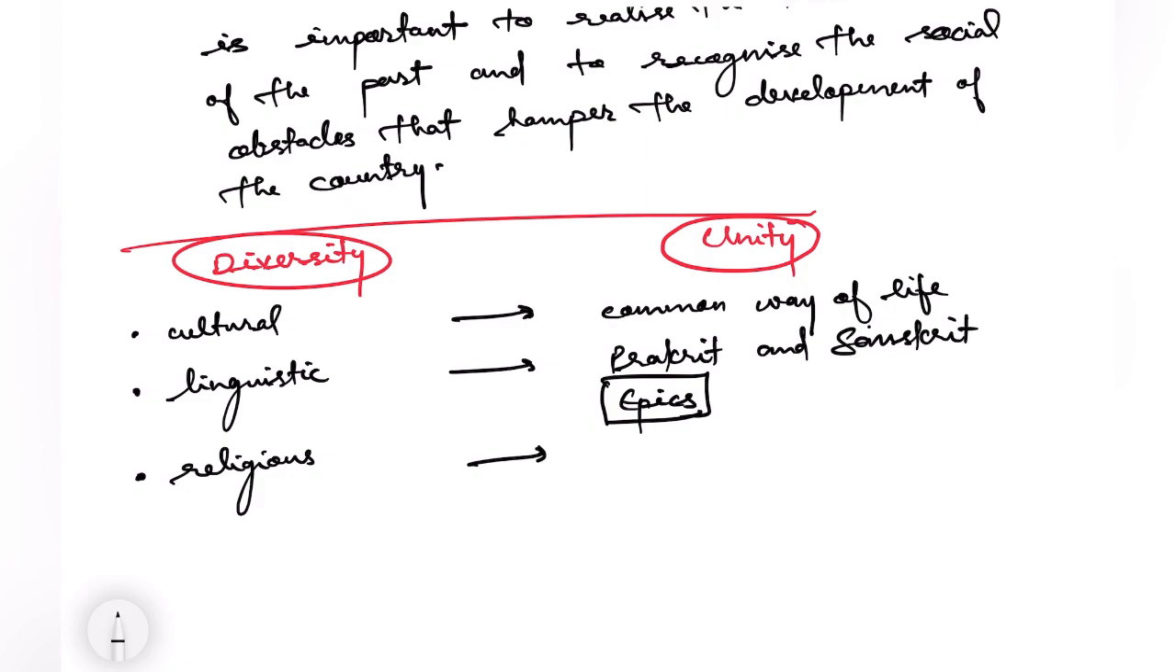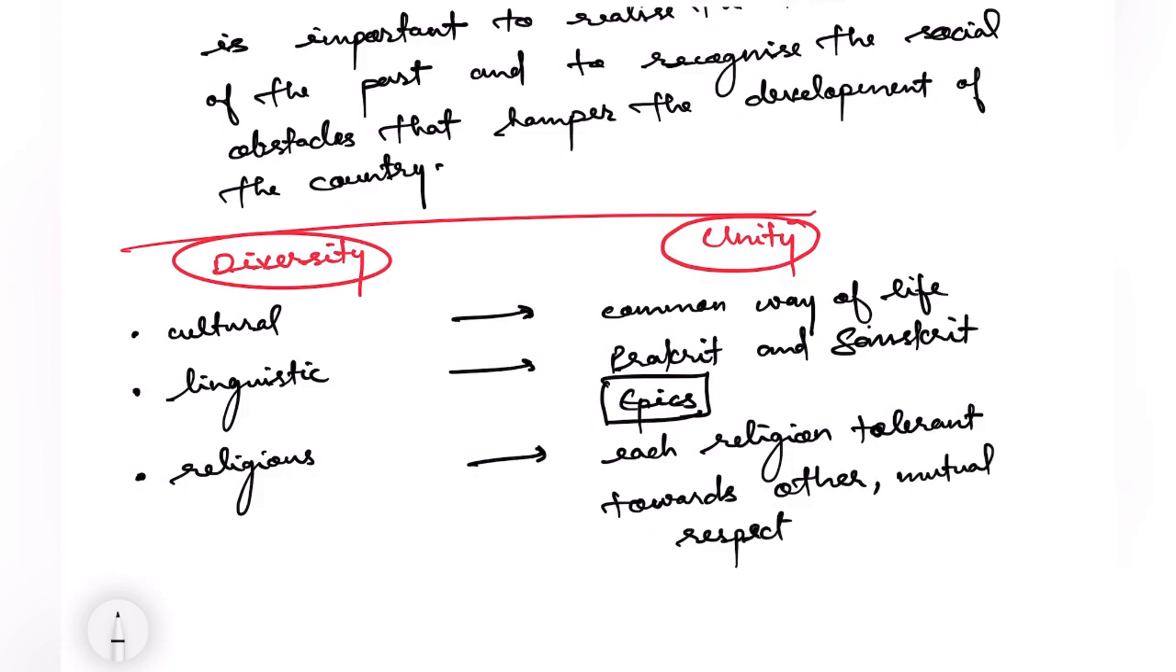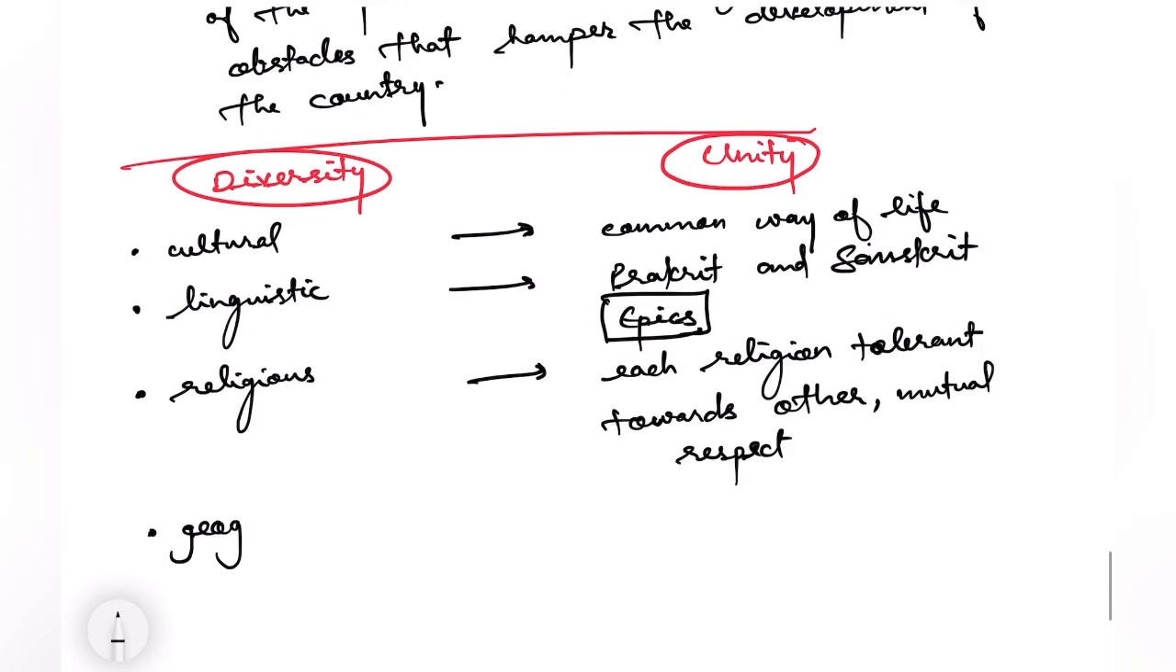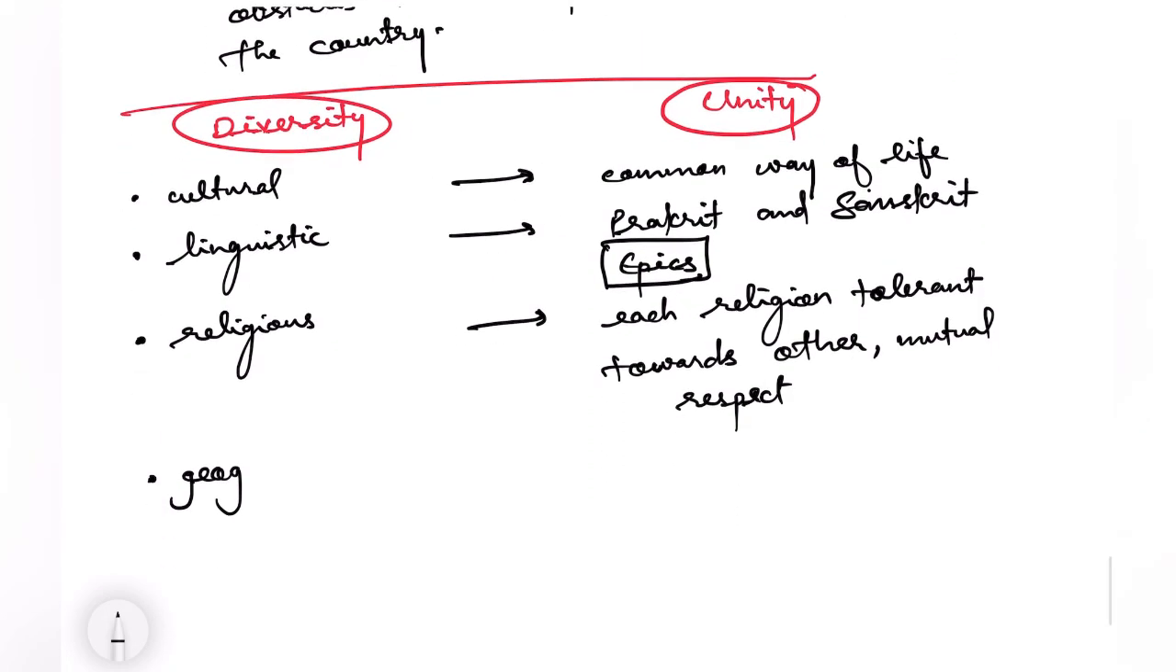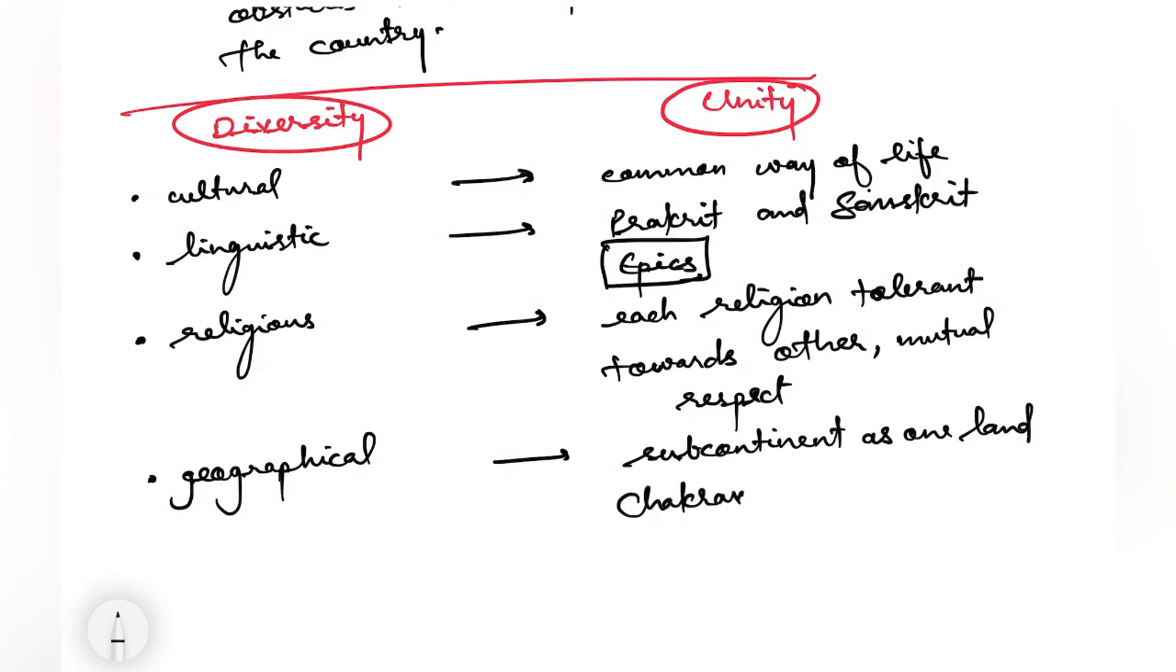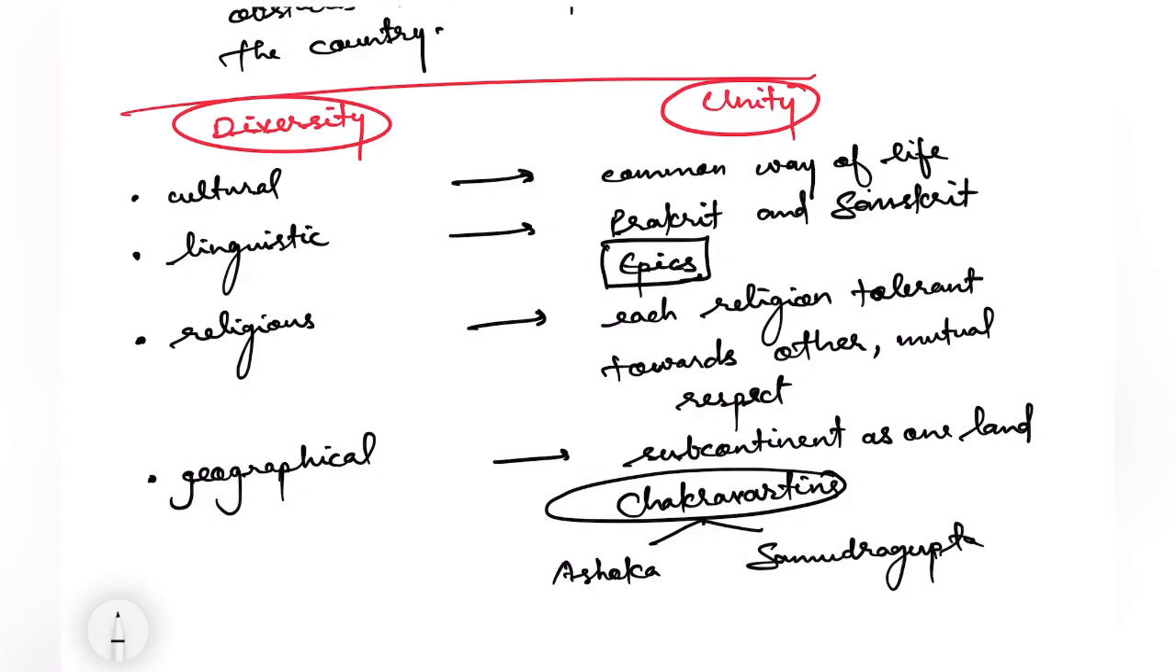And religious diversity was of course there, but people of each religion had respect for other religions and were tolerant towards them. So there was a religious unity as well. And geographically we know there are plains, plateaus, mountains, deserts, the diverse geographical features of India. But the subcontinent as a whole, from the Himalaya to Cape Comorin and from Brahmaputra to the Indus Valley, was seen as one unit, and those who were able to establish their rule over these lands were known as Chakravartin. Asoka and Samudragupta were two Chakravartins of the past.